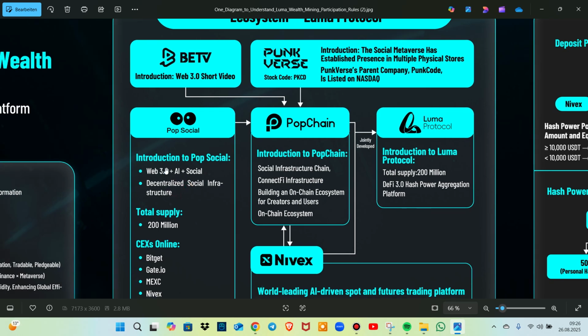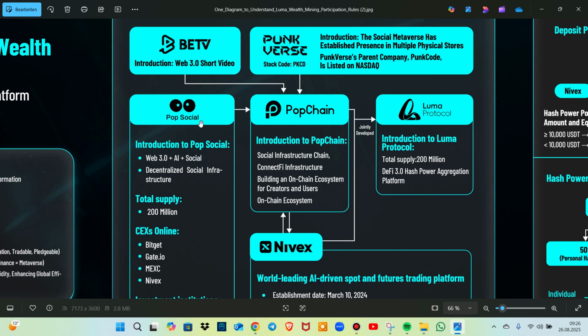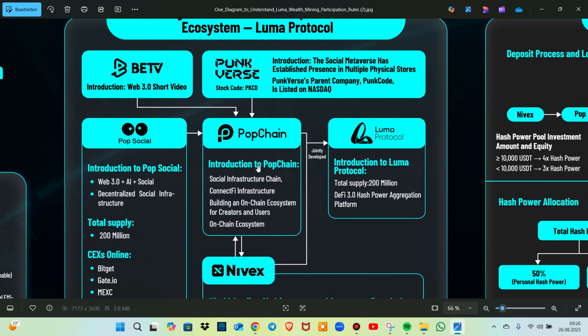So some of you might be aware of Pop Social. So this is a protocol that has been very successful for 9 months already. And the PPT token is listed on major exchanges like BitGet, Gate.io, MEXC, and so on. And people are earning PPT tokens. So here in the middle, you see the Pop Chain. That's the own blockchain that they are building right now, and this will be the core of the Luma protocol.